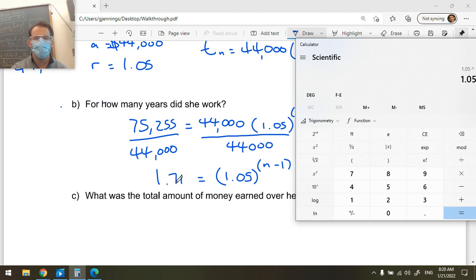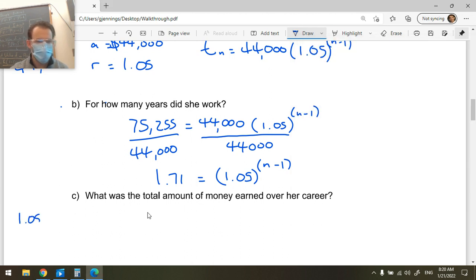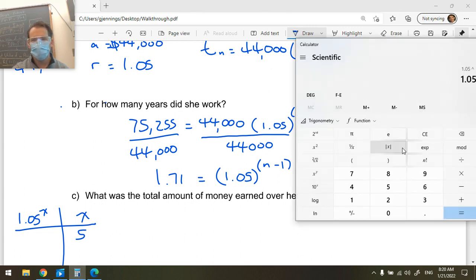Multiply that how many times to get that? Do people want to try 5, 10, 15, 20, 25, 30? What do you want? 5? Let's try 5. Okay? So you might create a table here, and you would say 1.05 to the x, and then what's the x? So we're going to try x is 5 here. And this is a 5-year career.